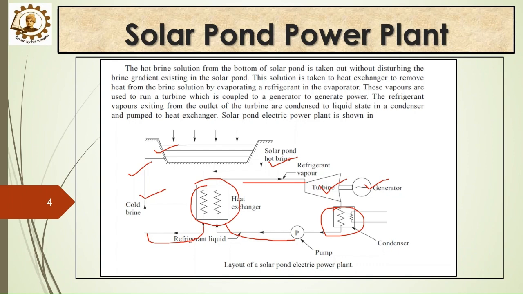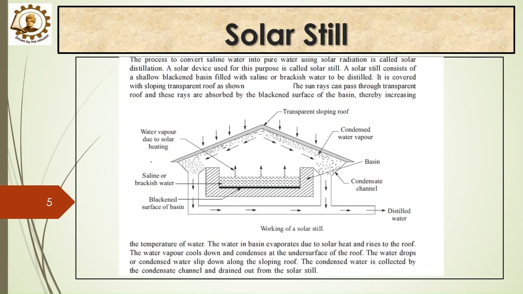Now moving on to the other applications of solar energy, that is the solar still. So this is the basic schematic of the solar still. The process to convert saline water into pure water using solar radiation is known as solar distillation or solar still. A solar device used for this purpose is known as the solar still. So solar still is mainly helpful for solar distillation.